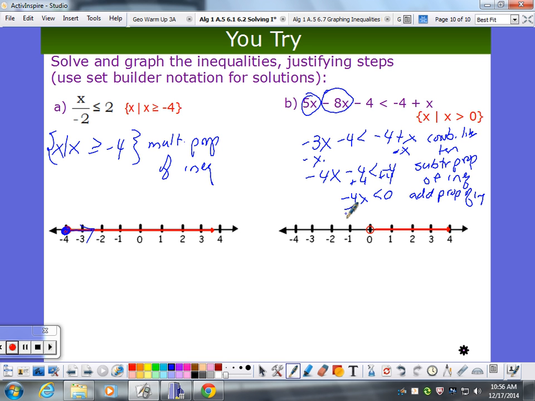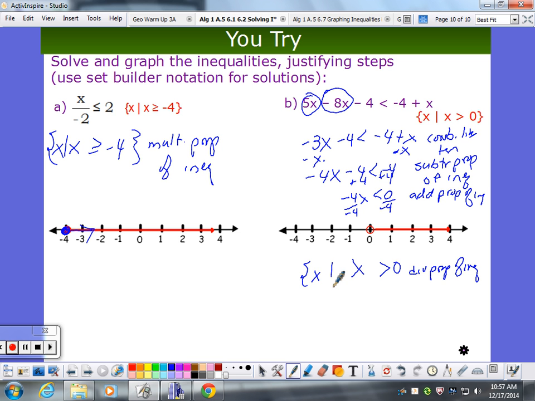Division property. Divide by -4. I'm dividing and I'm going to pause and ask the question: did I just divide by a negative number? Yes. Turn the symbol. That's the division property of inequality telling me to do these things. So -4 is x. What's 0 divided by -4? 0. So x is bigger than 0.